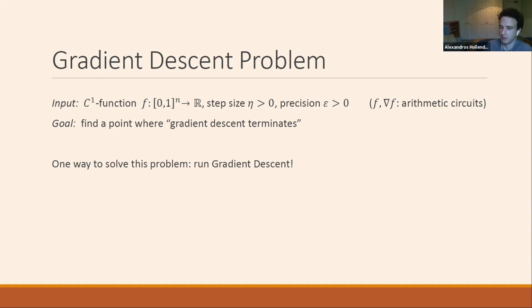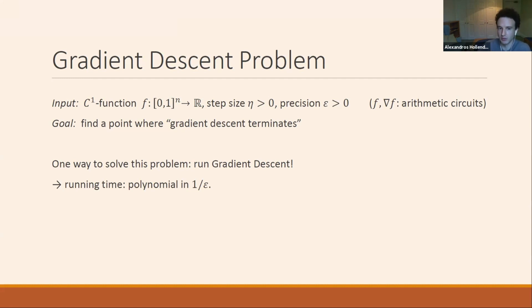So how fast is gradient descent on this problem? It is known that the running time is essentially, if we ignore the other parameters, polynomial in 1 over epsilon. And perhaps in practice this is pretty good, depending on how small the precision is that you want.